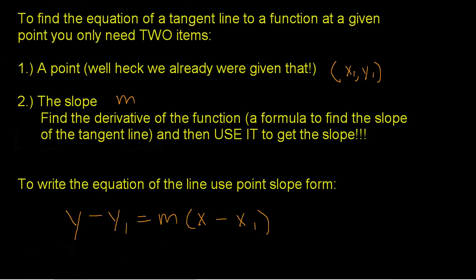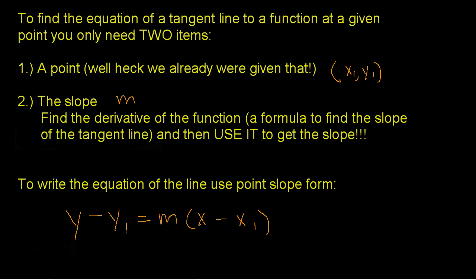So to find the equation of a tangent line to a function at a given point, you only need two items. First, you need a point. Well, heck, we're already given a point, so if I'm going to talk to you about a point, I'm going to give it to you, so you will have your point. Then you need the slope. Now, how do you find the slope? Well, that's what a derivative's for. So you're going to find the derivative of the function, a formula to find the slope of a tangent line, right? That's what a derivative is. It's a formula to find the slope.